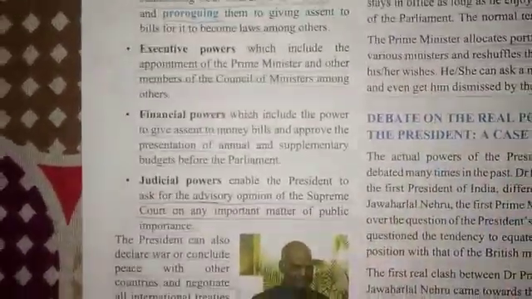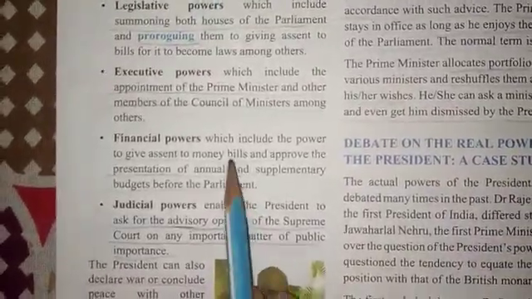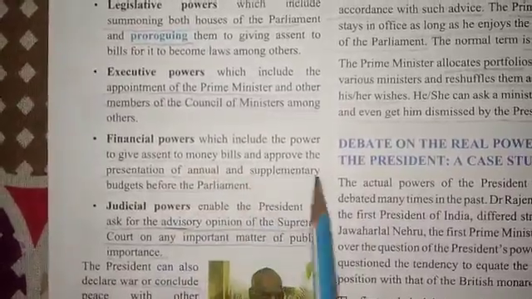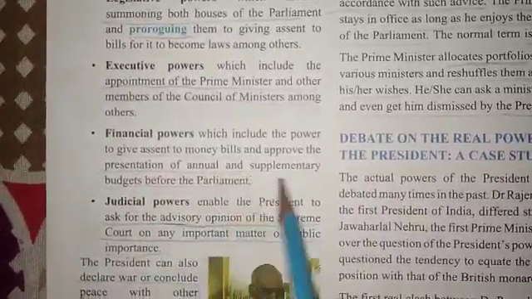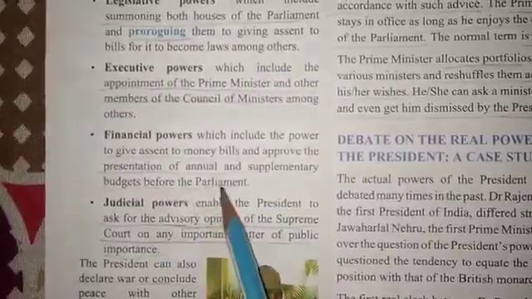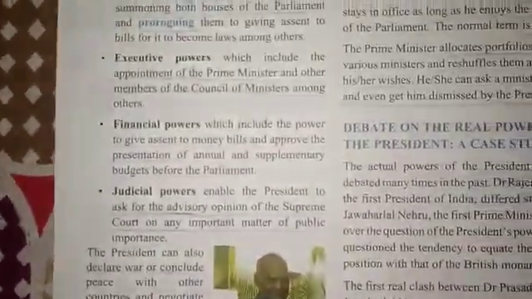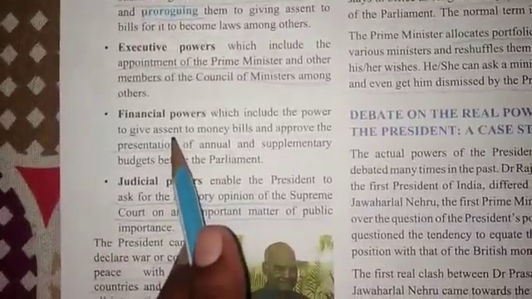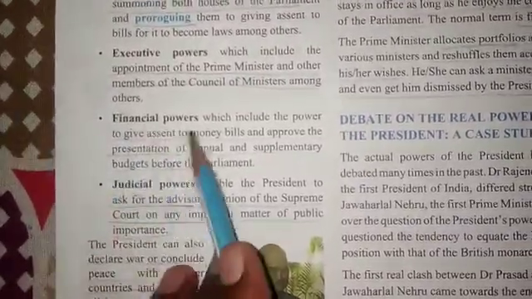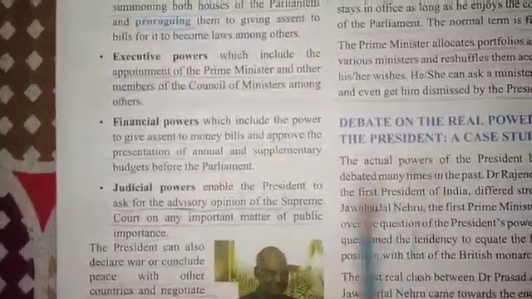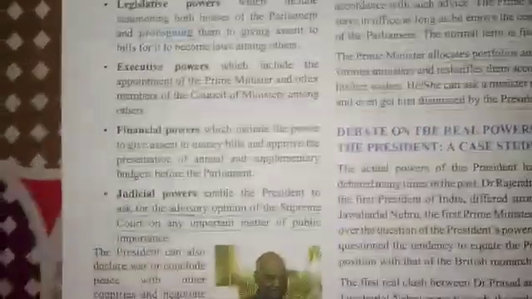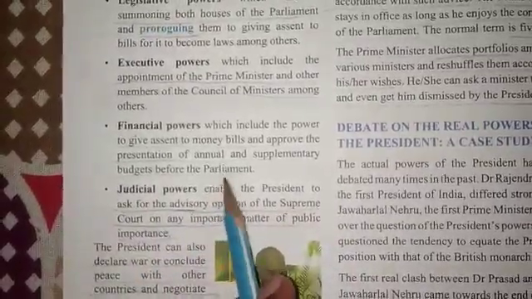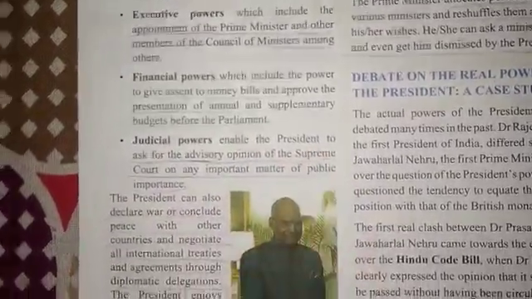Next is the financial power. So let us see what is the financial power. Financial power includes the power to give assent to a money bill and approve the presentation of the annual and supplementary budget before the Parliament. That means, the President has the power to give his assent to a money bill and to approve the presentation of the annual or the supplementary budget before the Parliament.